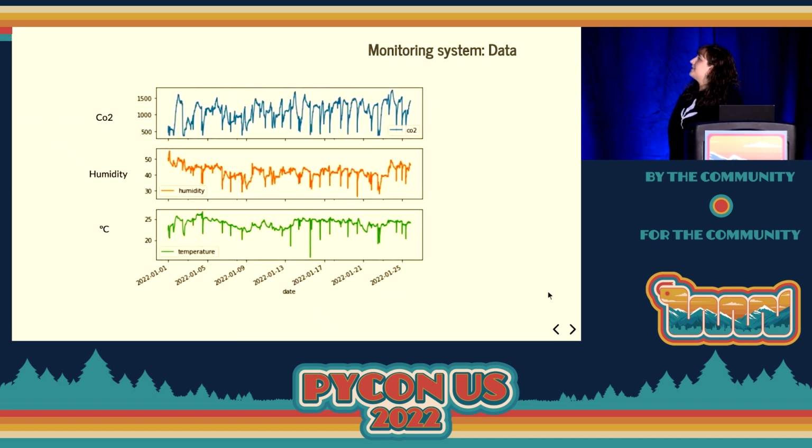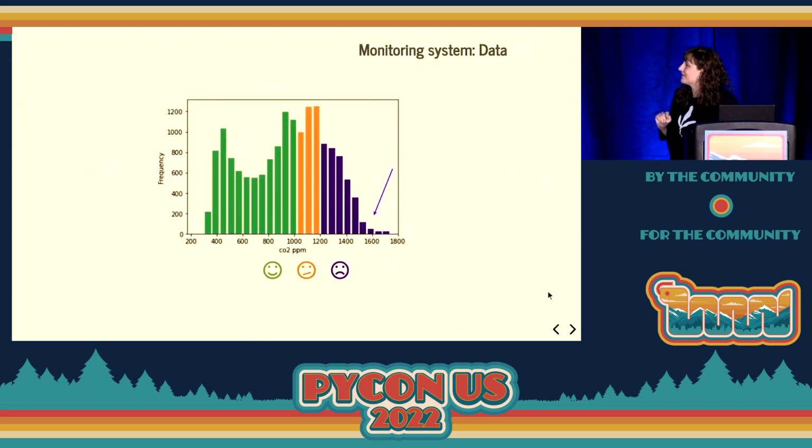And of course, this is just an example of some of the data that I got. On the x-axis, we have the date. And on the y-axis, we have different parameters, right? The temperatures in Celsius, the humidity, and the CO2. Just to show you that there are some fluctuations there, and this is not going to be easy. This is not going to be an easy project, I can tell you.